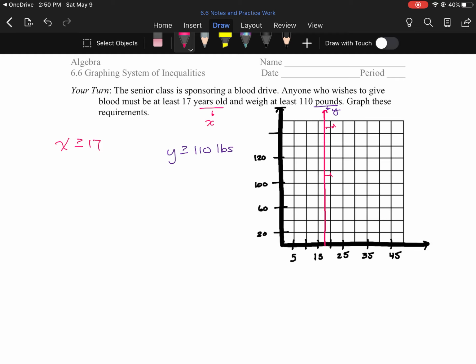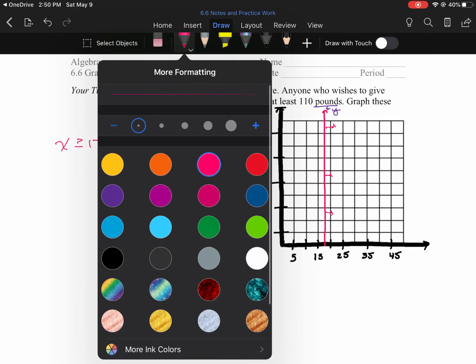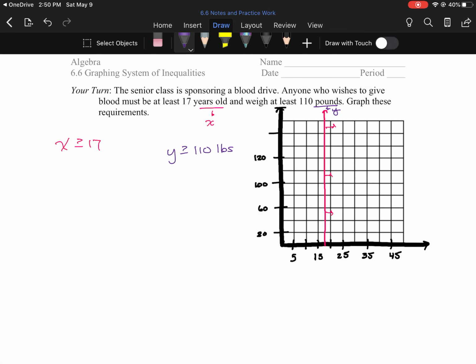Everything's going to be shaded to the right because they have to be older than 17. And then greater than or equal to 110 pounds. So that's here, and it is a solid line. Let me make it a little thicker. And that's going to be shaded up.